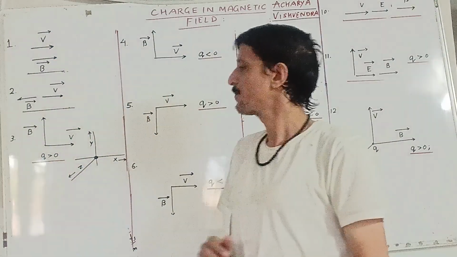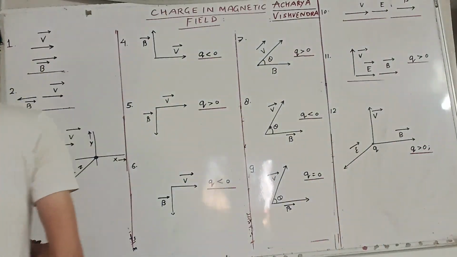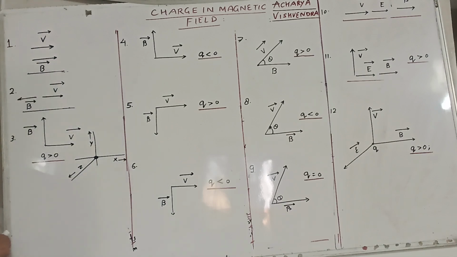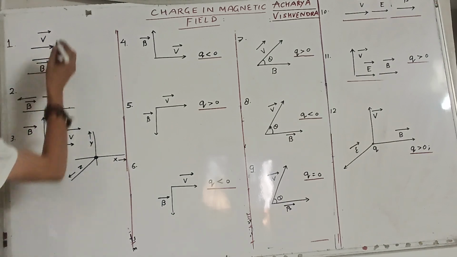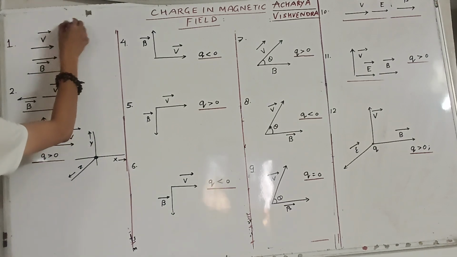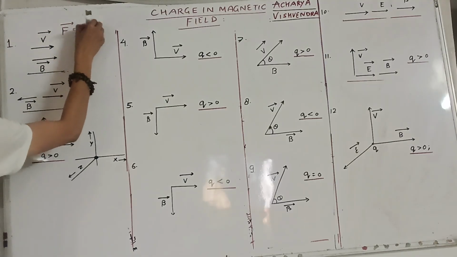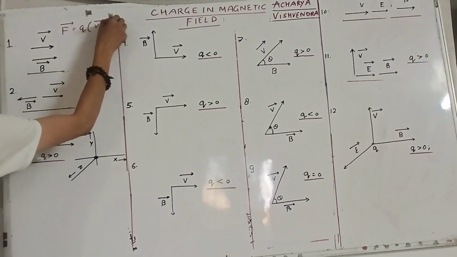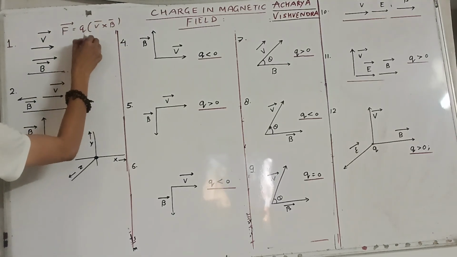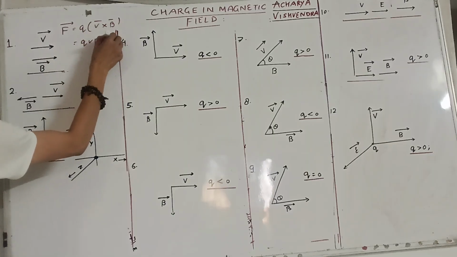So let's begin. The very first question is, when magnetic field is parallel to velocity, so we know that force is equals to magnetic force on a charged particle q v cross B, and this is your qvB sin theta into n cap.